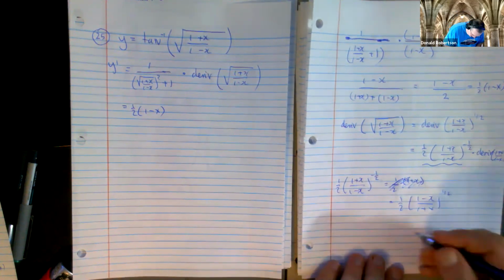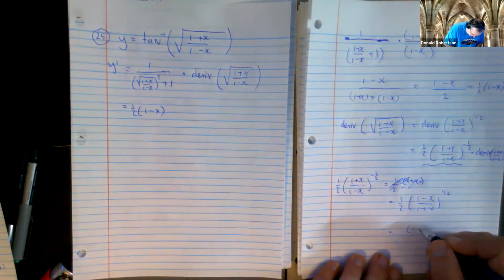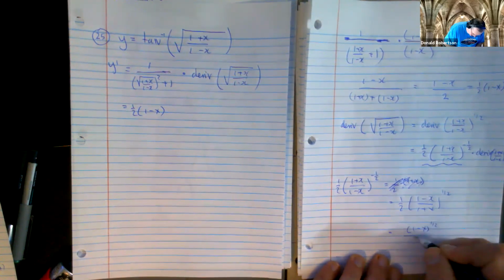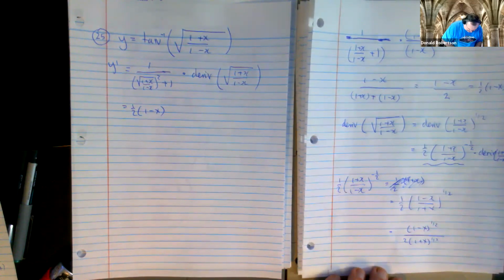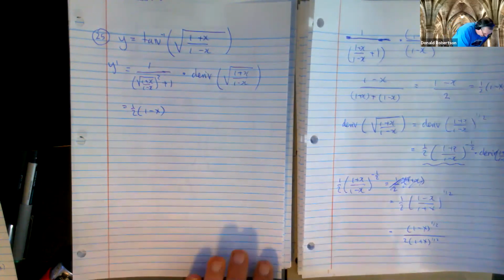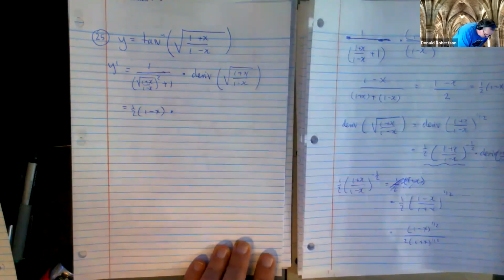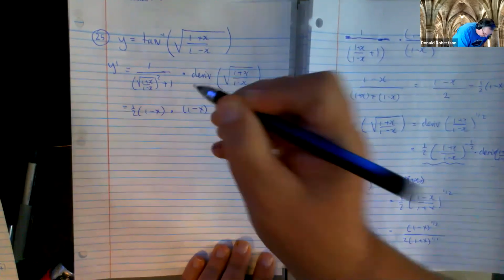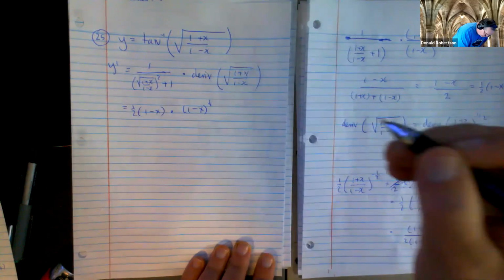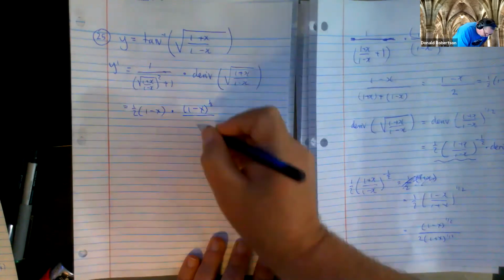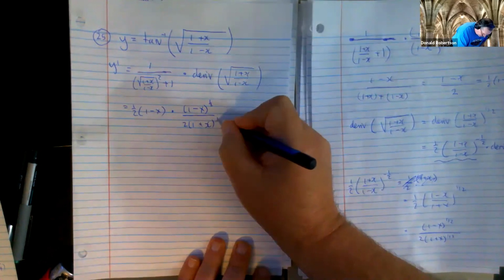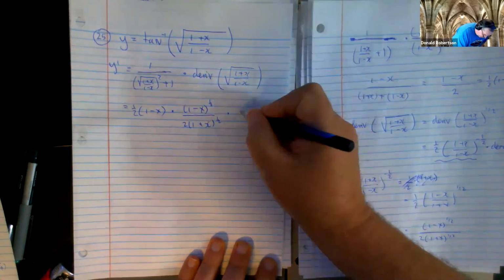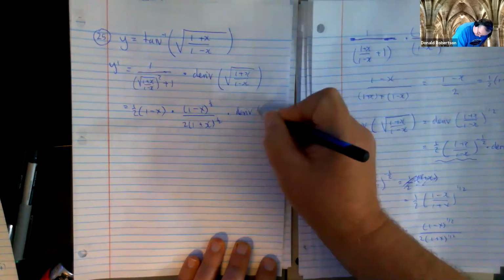And what I'm going to do now, not too much. I'm going to call it that guy over that guy. And I'll leave it like that. So I've got times 1 minus x to the half power all over 2 1 plus x to the half power times the derivative of this guy.